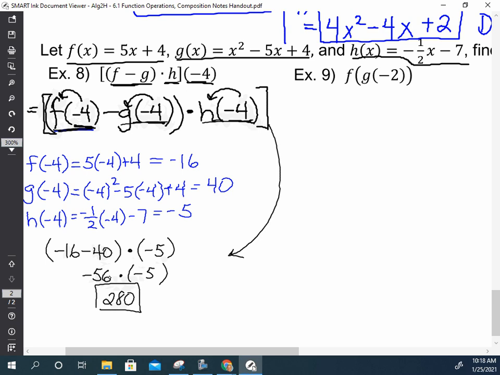Say that again. You don't have to put the domain if it's asking you to find a value. If you still had x's in the problem, then you'd have to find the domain.